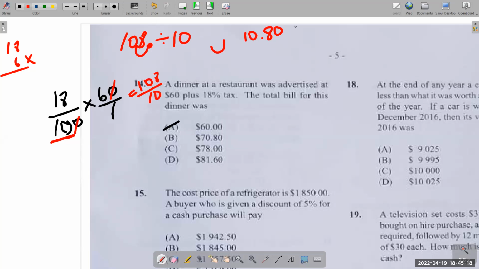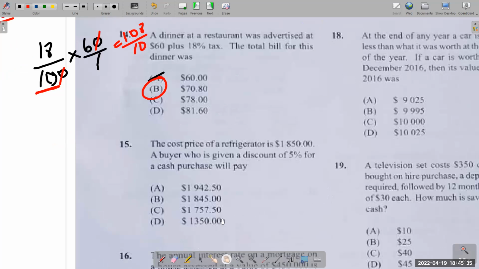$10.80. Please remember $10.8 is not $10.08. It is 80 cents, okay? Because some people get a mix up. So which one of these looks like the answer? B. B is the answer. All right, keep it moving.